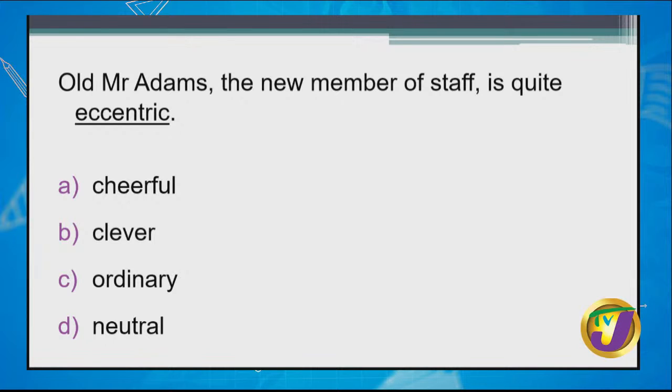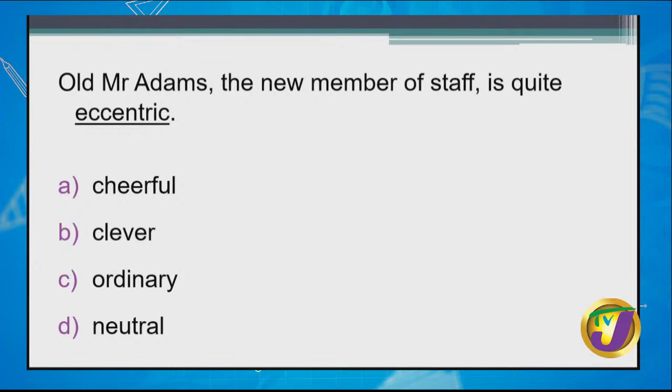Old Mr. Adams, the new member of staff, is quite eccentric. I know a friend of mine once said that eccentric is what you use to describe a certain type of person who is either very smart or very rich. And anyone who is not very smart or very rich, you just call them a totally different name entirely. So eccentric. What does it mean when you describe someone as being eccentric? And therefore, what is the opposite of that?